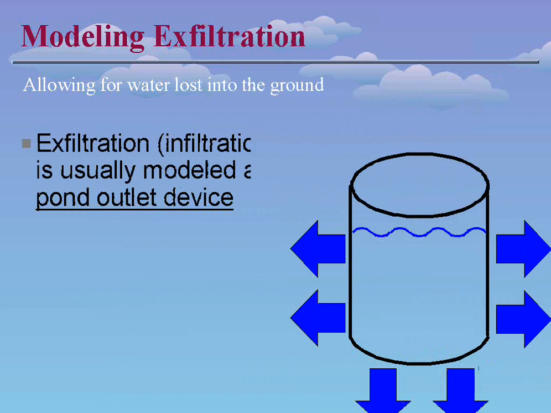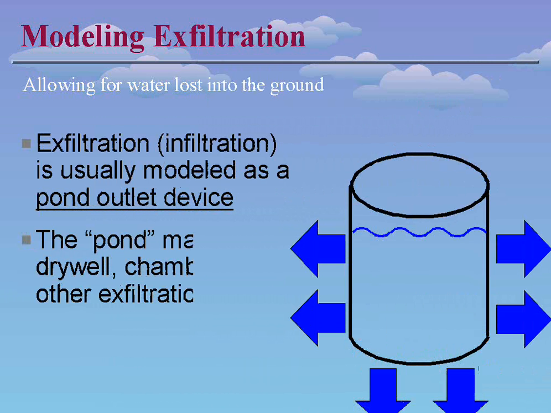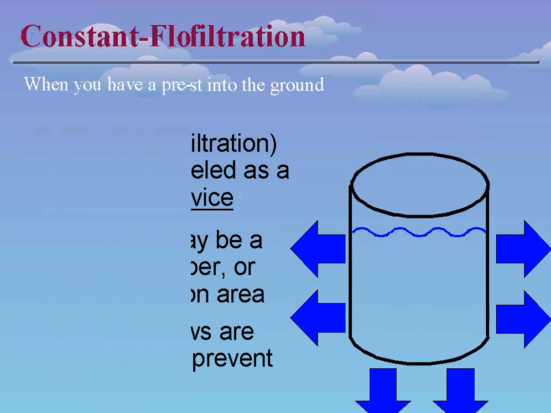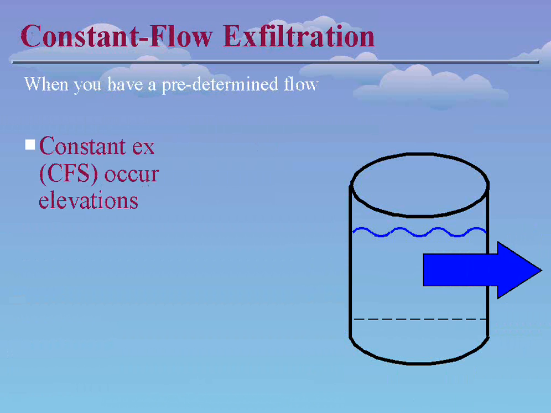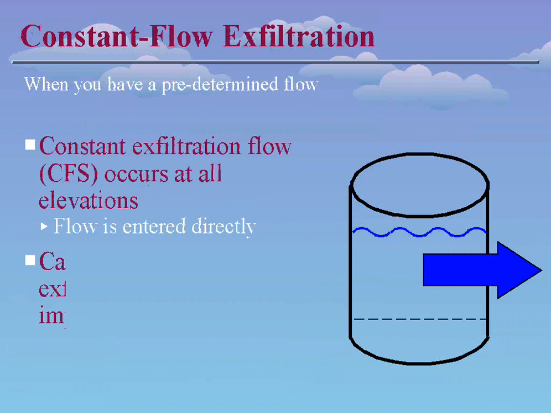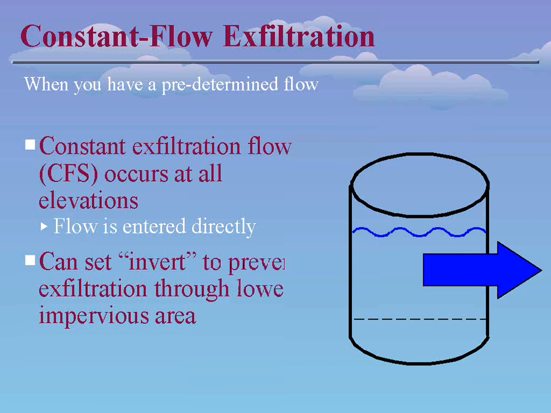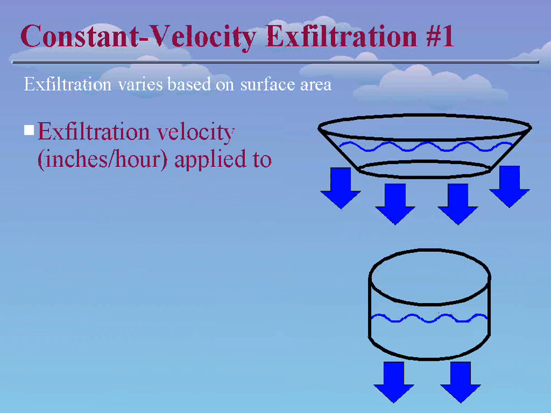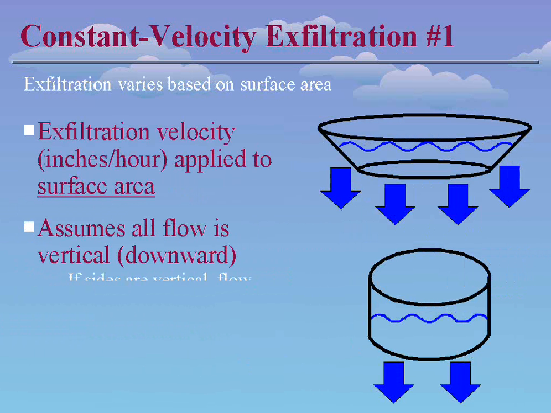Exfiltration in HydroCAD has several different options. You can set it up in order to model through the bottom and the sides of a given area, or you can model just to go through the bottom. You can also define a constant exfiltration as a CFS rate if you prefer to do it that way. You can also set up an invert elevation for your exfiltration, which allows you to prevent exfiltration from happening through the lower reaches of a pond. So there are quite a number of options for exfiltration.